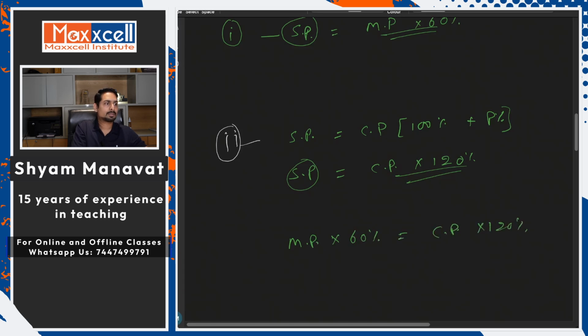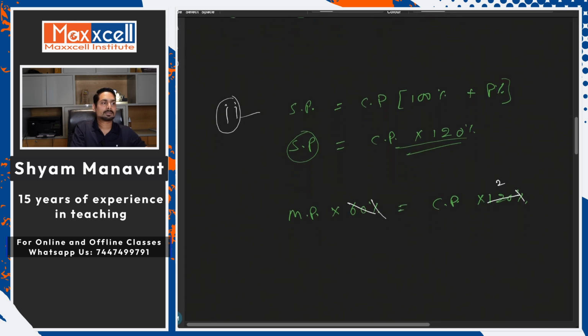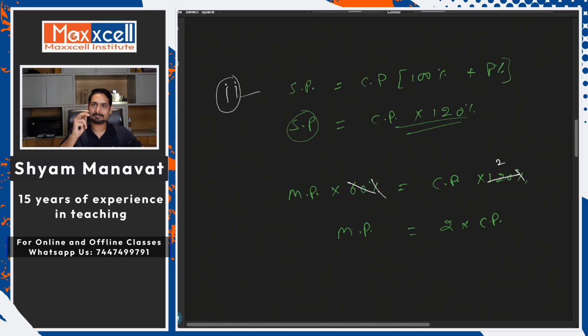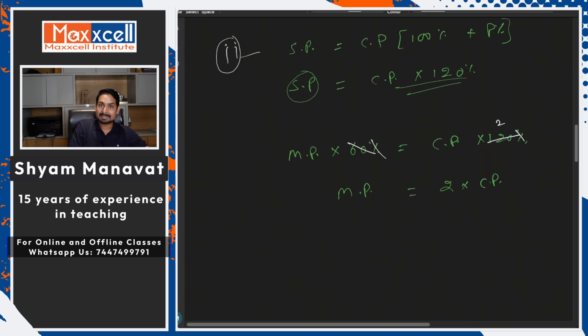If you simplify further, the percentage is gone. Here I can say 60 ones are 60, 60 twos are 120. That means mark price should be double of the cost price. If a value becomes double, then it increases by what percent? You have to be comfortable with numbers. Don't calculate all the time. If a value becomes double, think about it. Your salary becomes double, then it is increasing by 100%, isn't it?